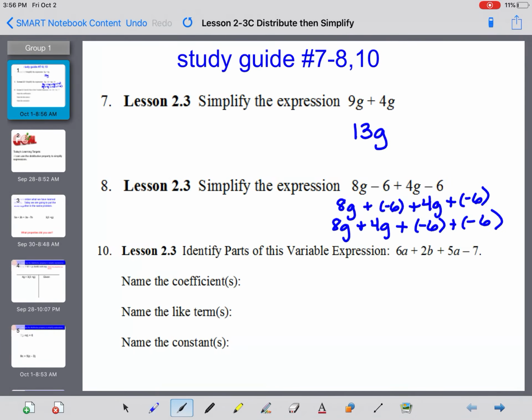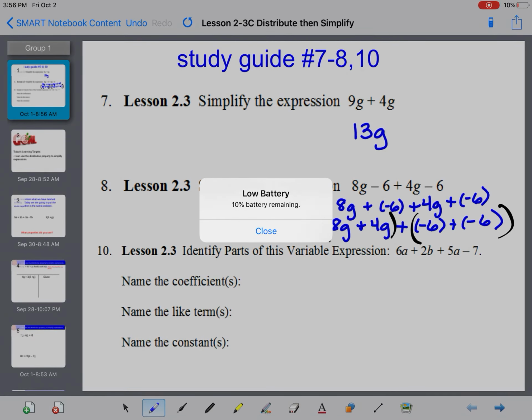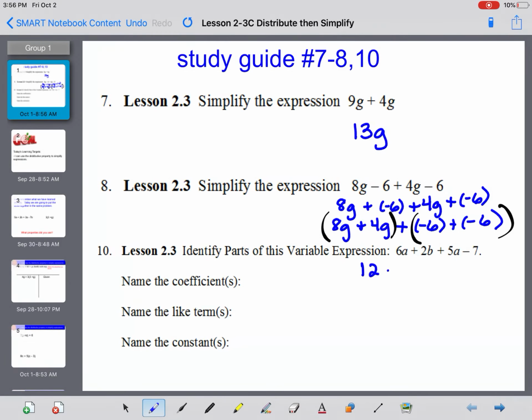Then I can use the associative property to group these together. 4g plus 8g is 12g. Negative 6 plus negative 6 is negative 12, or 12g minus 12. The next one, identify parts of this variable expression.